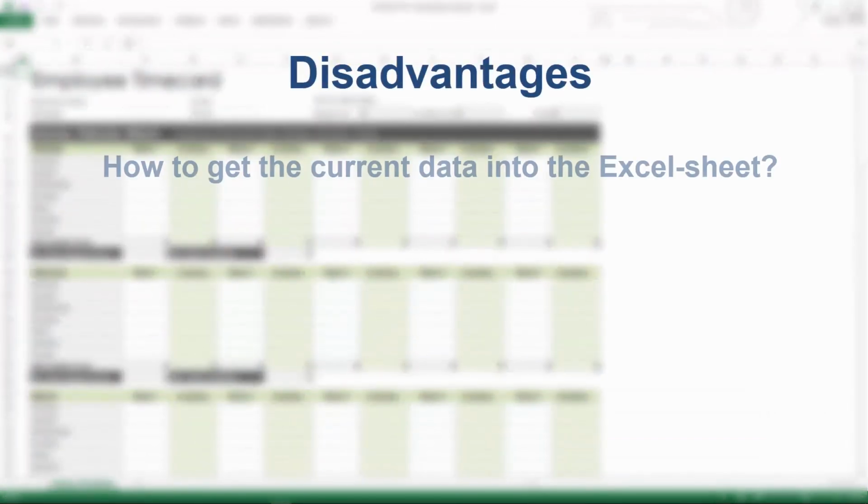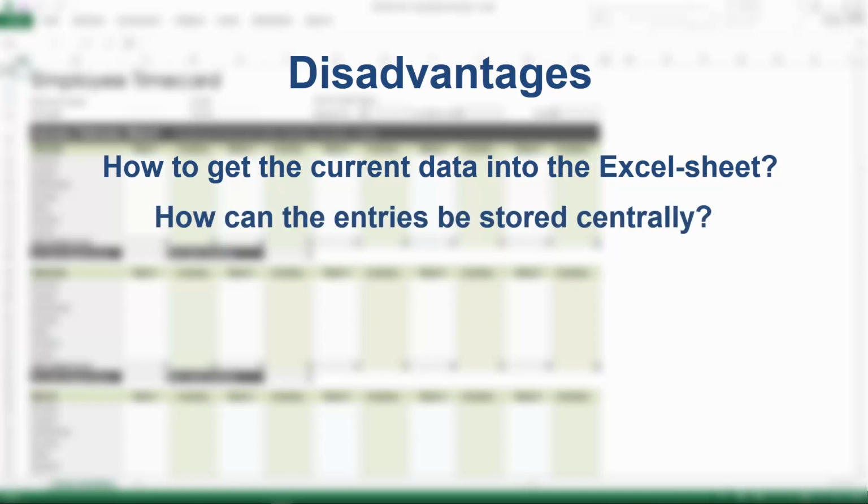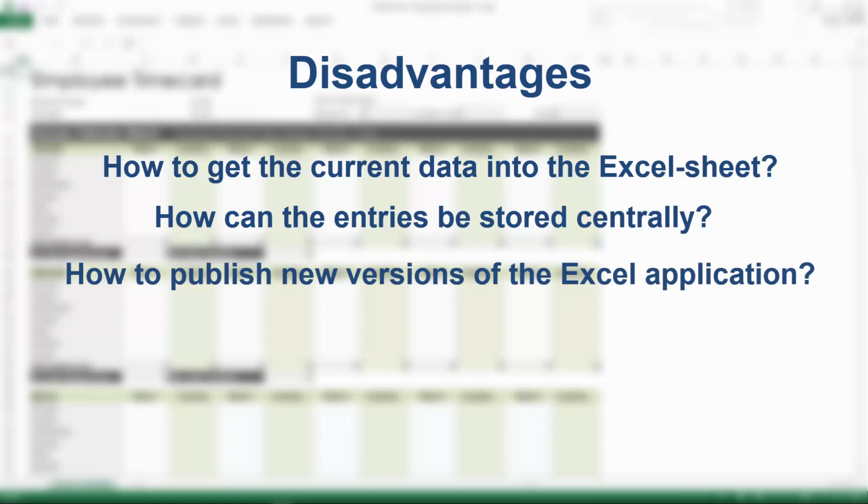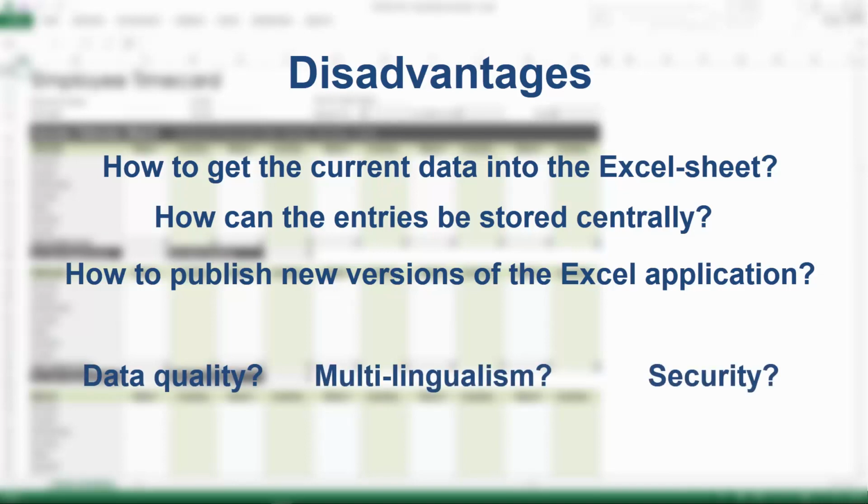Excel is awesome, but it has its disadvantages. How to get the current data into the Excel sheet? How can the entries be stored centrally? How to publish new versions of the Excel application? And what about data quality? Security? Multilingualism?